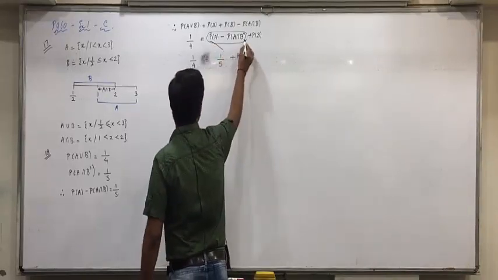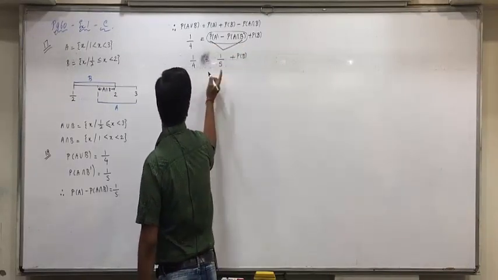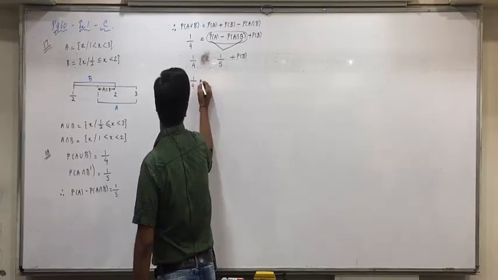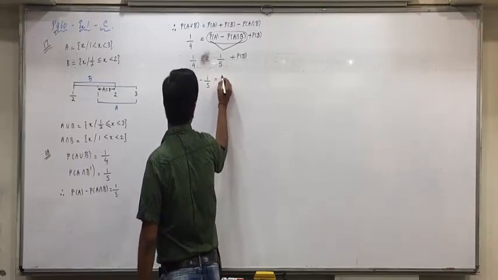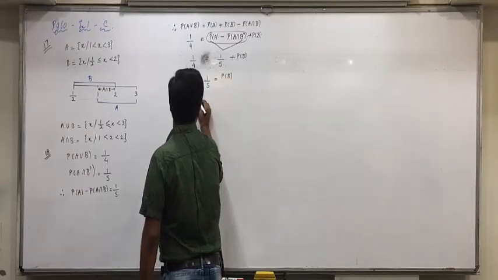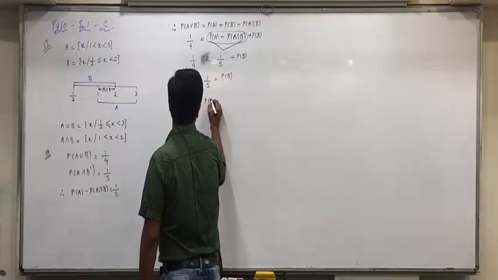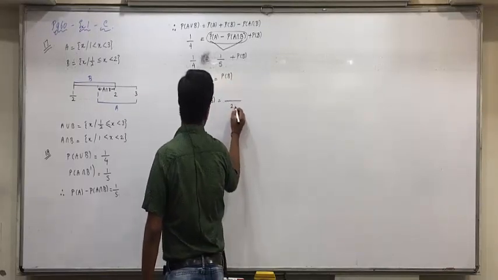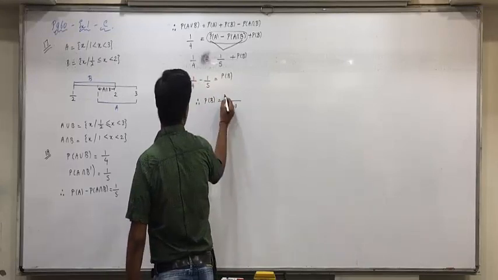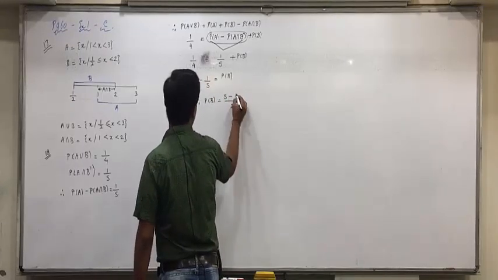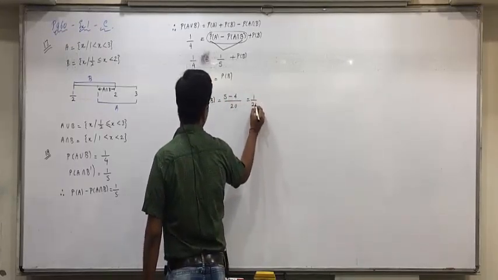Okay, this portion is 1/5. Now bring 1/5 to the left side, it will become minus. So P of B, the LCM is 20. 5 into 4, 5 into 1, cross multiply. 4 into 1, 4, so 1/20.